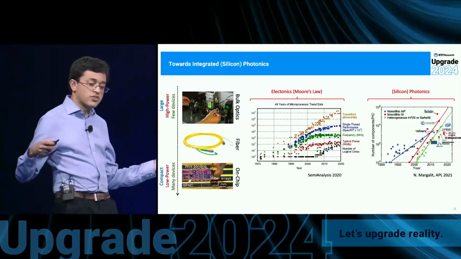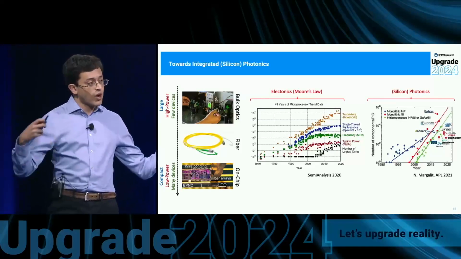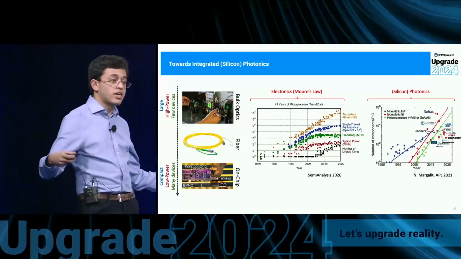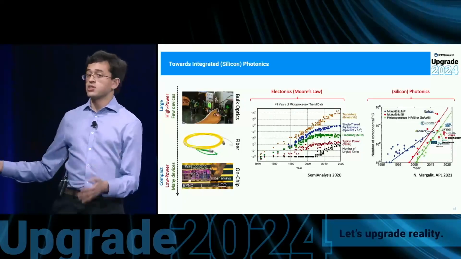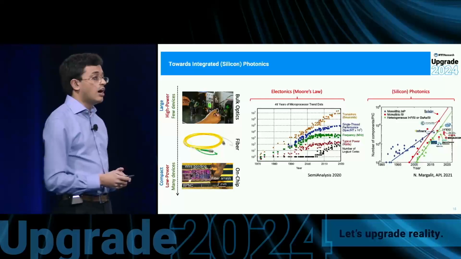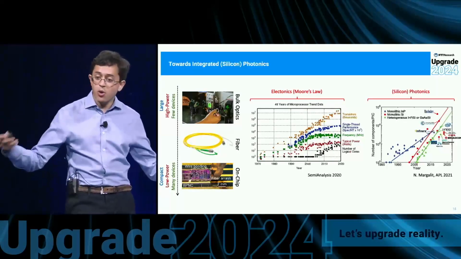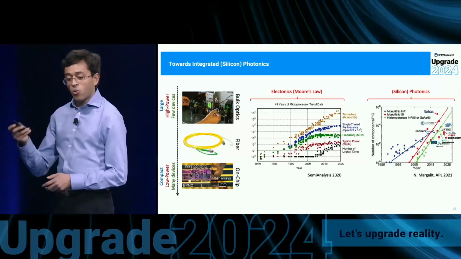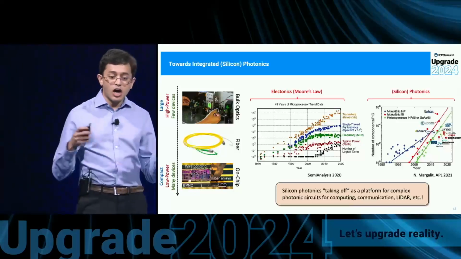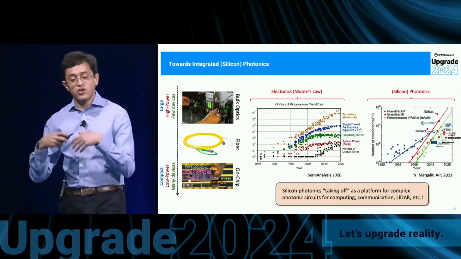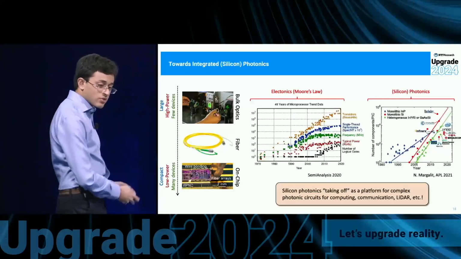And what you see, and this is the same trend that we've noticed in electronics with Moore's law, is that there's been a gradual, exponential increase in component count on chips, which has improved capabilities of these systems. And you see the same thing in silicon photonics, where by basically leveraging the same manufacturing processes as electronics, we're able to get this exponential increase in component counts in optical systems. And what that's really enabled is silicon photonics to take off as a platform for making complicated photonic circuits, not just for communication, but also for computing and LiDAR and many other applications.